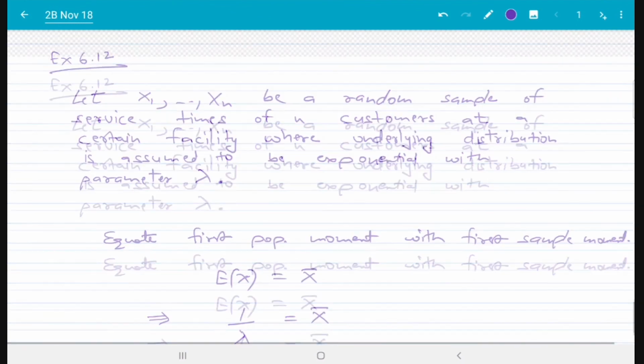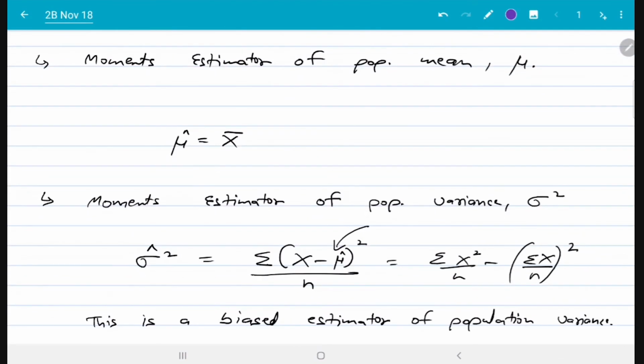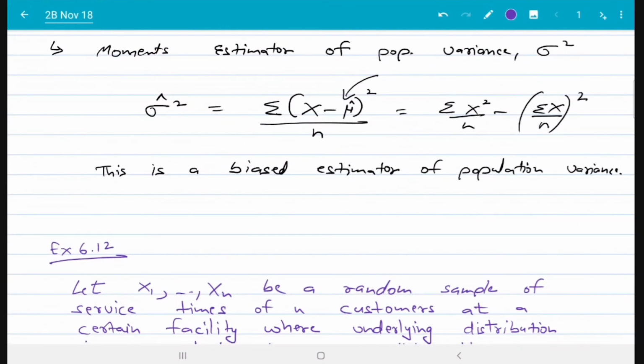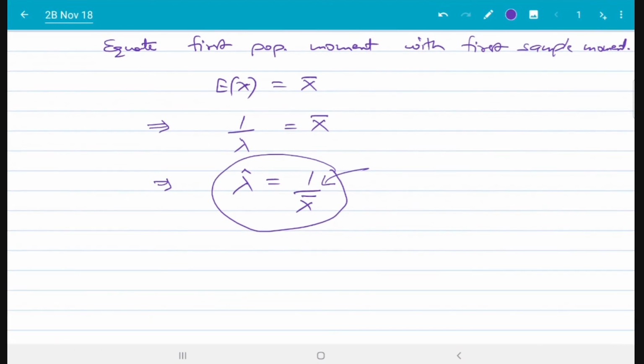What have we done? We have estimated a parameter which is a crude moment. Then we estimated a parameter which is a refined moment, and third we estimated a parameter which has nothing to do with moments. That will be all for today.